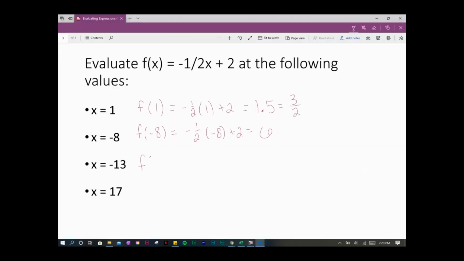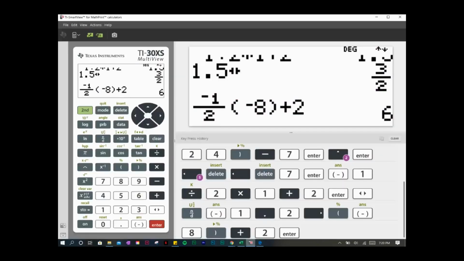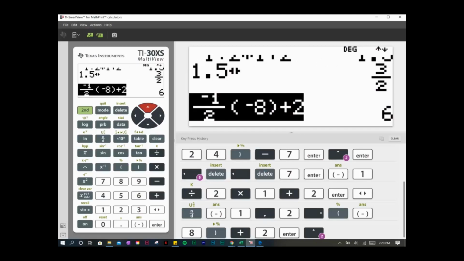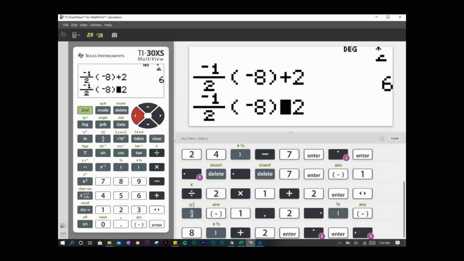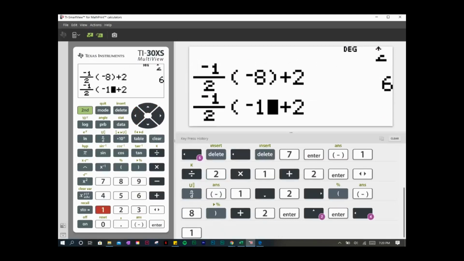Next one I have f of negative 13. So negative 1/2 times negative 13 plus 2. So I can go ahead and scroll up to that last one I just typed in and hit enter. And then I want to change that negative 8 to negative 13. So where the 8 is, I can put a 1. And then I need to insert so I can put the 3. So I can hit second and the delete button and then 3. And then that allows me to have that 13 in there.